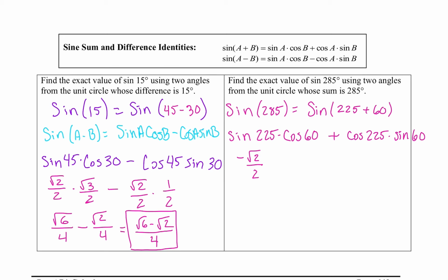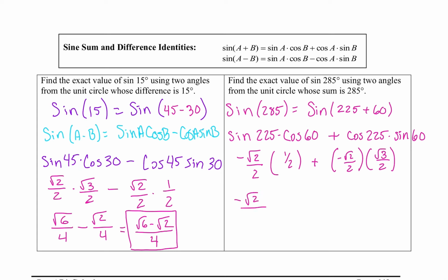So we know it's going to be negative, and I know that 225 is the same thing as the pi over 4, so it's going to be negative square root of 2 over 2. And for my cosine of 60, we know that's 1/2. Plus. Over here, I got cosine of 225, so we're going to have another situation of negative square root of 2 over 2. And the sine of 60 is going to be square root of 3 over 2.